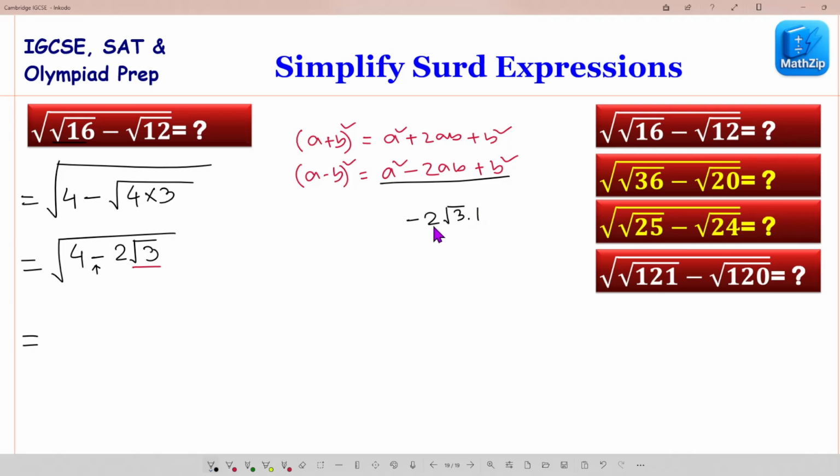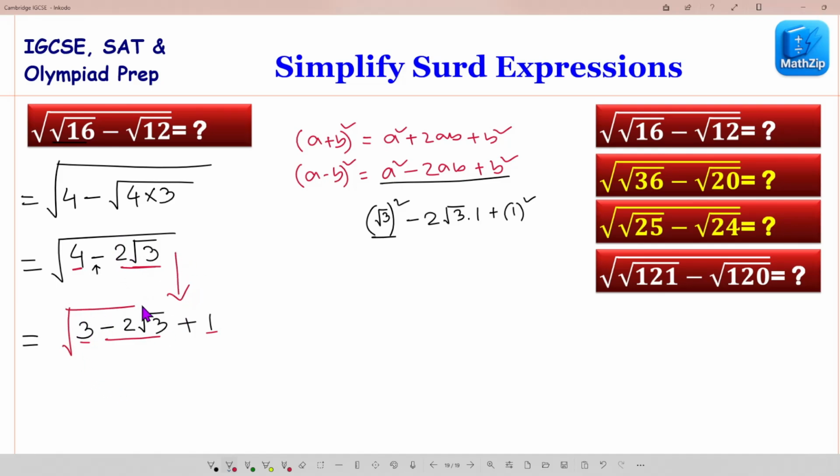Now look, 2ab, so what is a? a is root 3. a square plus b square, it means 1 square. Now look, root 3 square means 3, right? And here is minus 2 root 3 plus 1 square means 1. Now look, 3 plus 1 is 4, and here minus 2 root 3. This one and this one are the same thing, right?